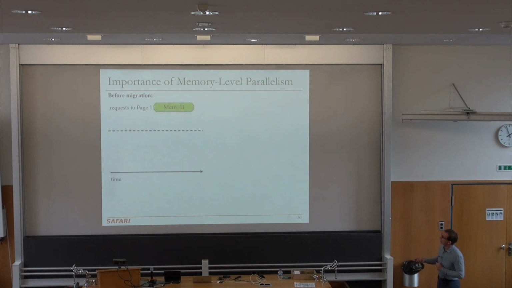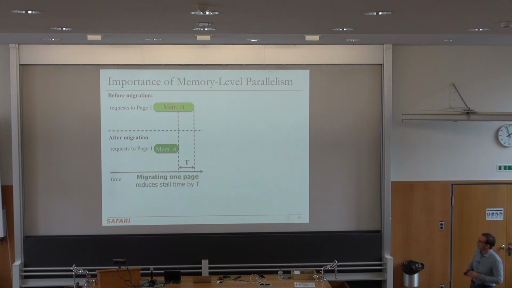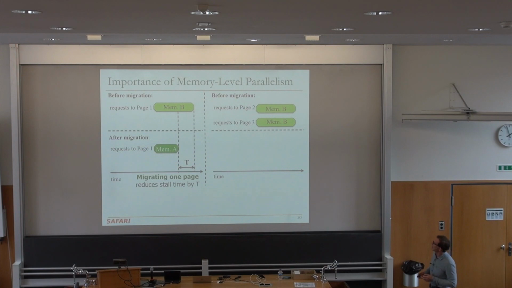Okay, so let's take a look at it over here. So let's assume that you have a request to page 1 over here, and from the slow memory. If you migrate it to fast memory, the requests to page 1 are serviced much faster. You save time t. Clearly, that makes sense, right? Migrating one page reduces stall time of an application by t.